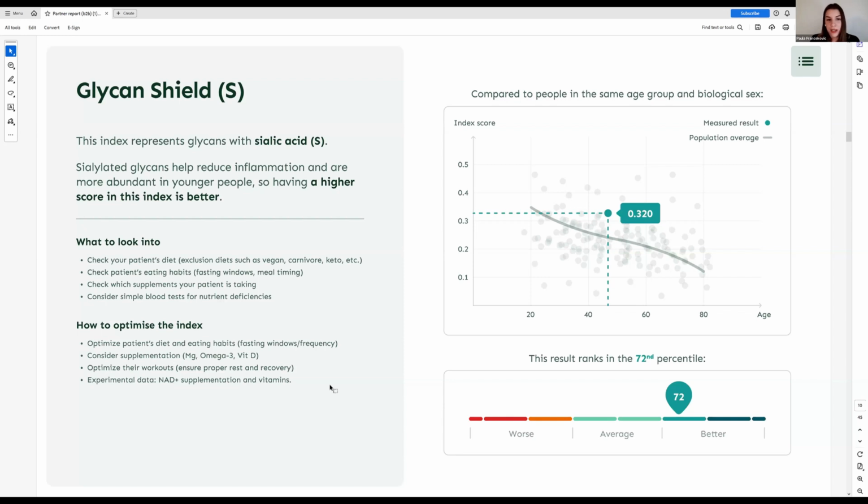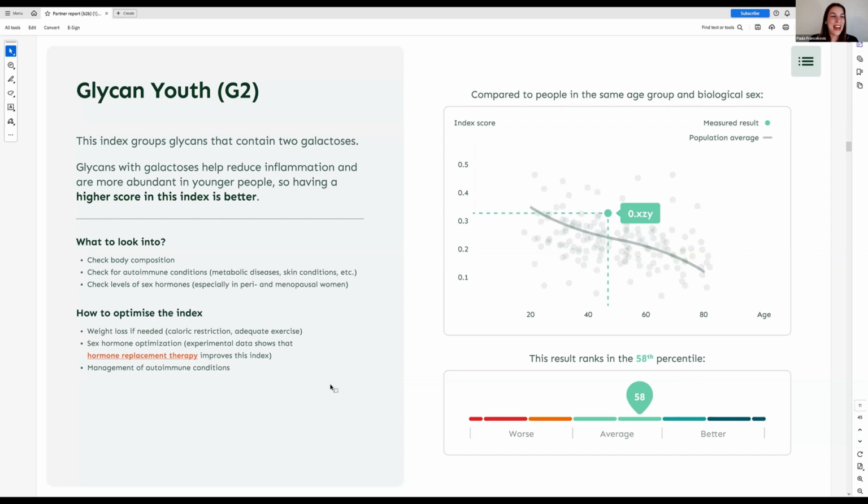There are also other factors, but I don't have enough time to go into all of the details. I will move on to Glycan Youth. This is another beneficial anti-inflammatory index made of glycans that have 2 galactoses on top. When they have these 2 galactoses, they are created in a beneficial way, and they would activate anti-inflammatory metabolic pathways. Here we also have the same depiction, so population average and your client or patient results.